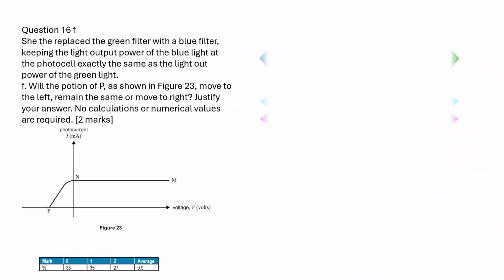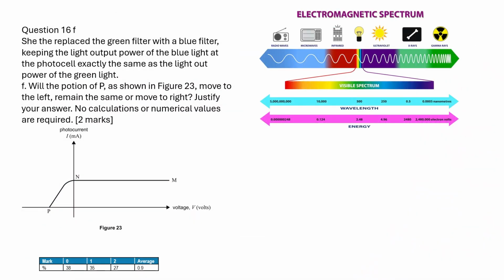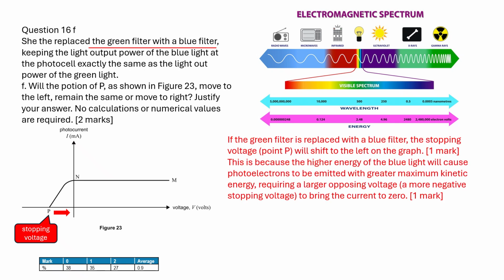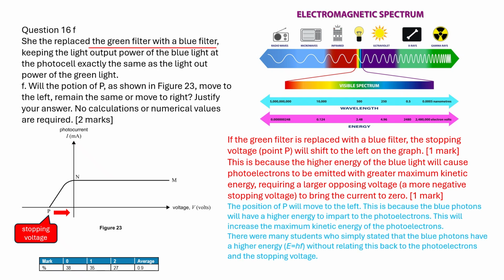Blue light carries higher energy than green light because blue light has a higher frequency. In a photoelectric effect experiment, point P represents the stopping voltage. Therefore, if the green filter is replaced with a blue filter, the stopping voltage, point P, will shift to the left on the graph. This is because the higher energy of the blue light will cause photoelectrons to be emitted with greater maximum kinetic energy, requiring a larger opposing voltage, a more negative stopping voltage, to bring the current to zero.